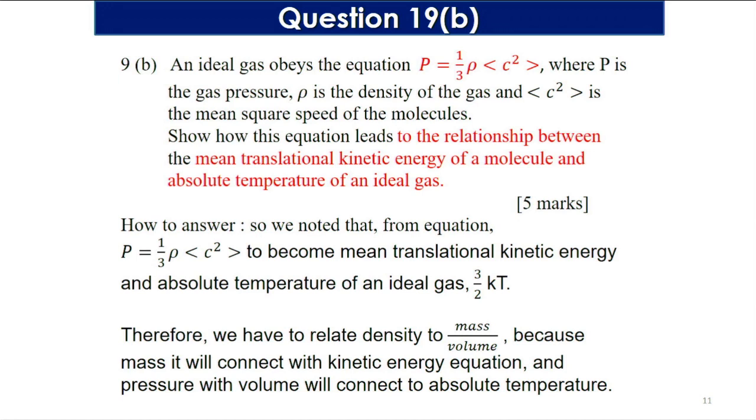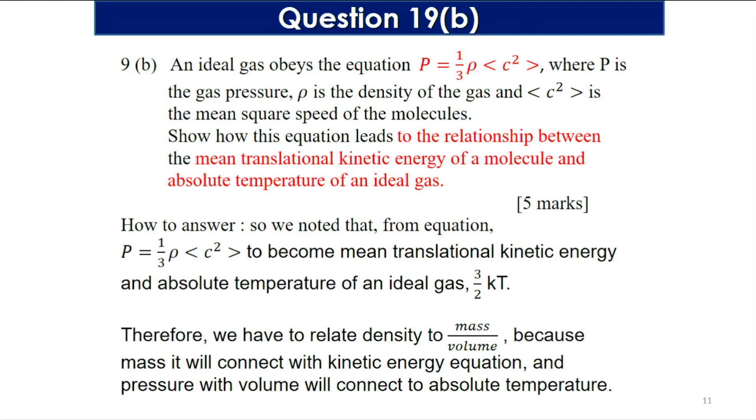Okay, so again, we note from the question P is equal to 1 over 3 rho mean c square, to become translational kinetic energy and to become an absolute temperature of an ideal gas. So therefore we relate to kinetic energy and then we relate it to the absolute temperature. Therefore, we have to relate density to mass over volume. Why? Because mass will connect with the kinetic energy. You remember that kinetic energy is half mv square, mass is needed there.